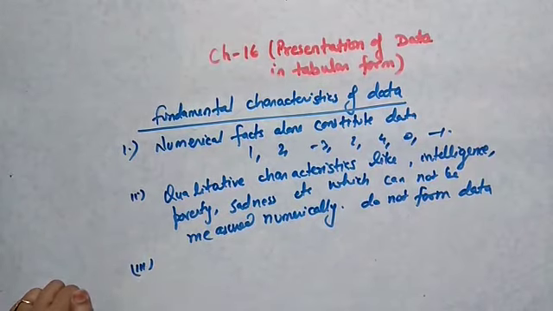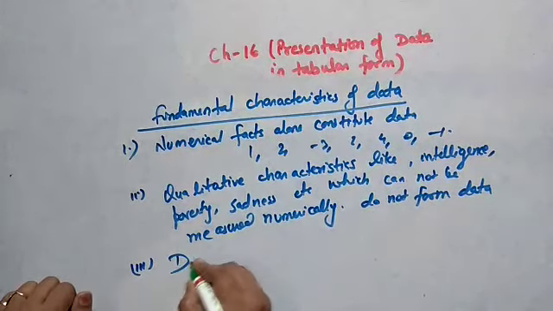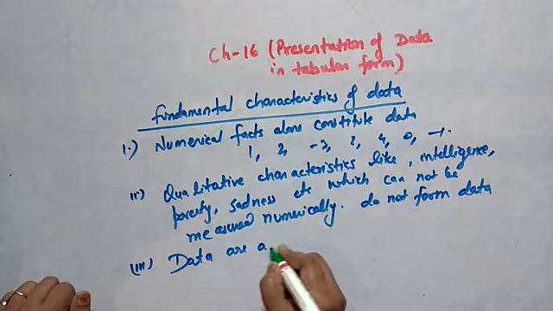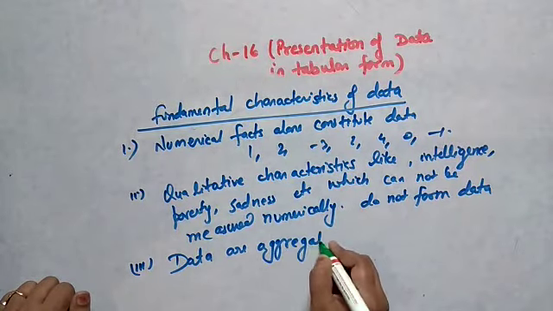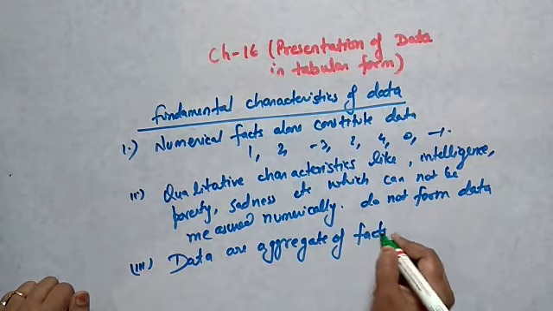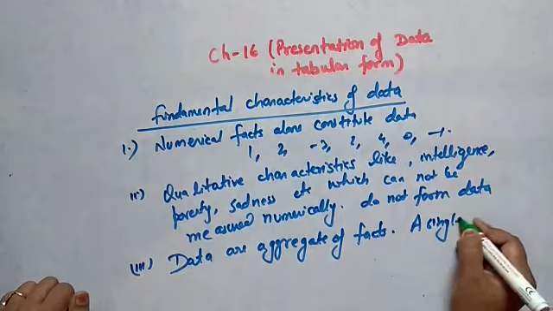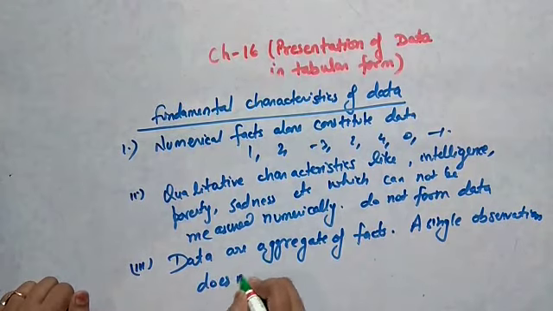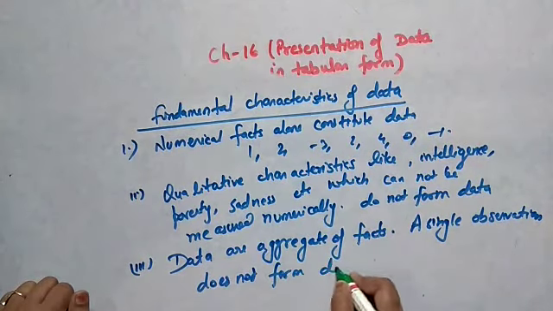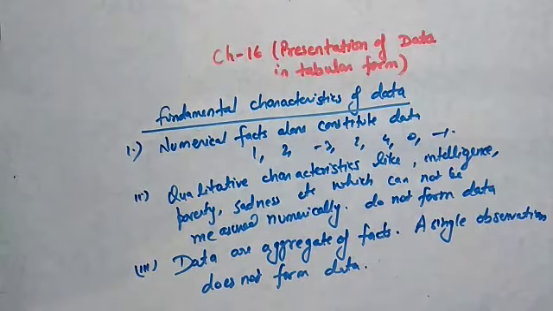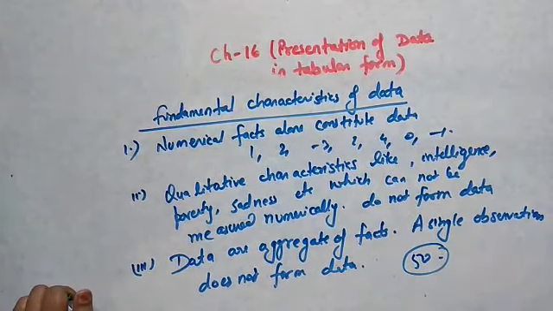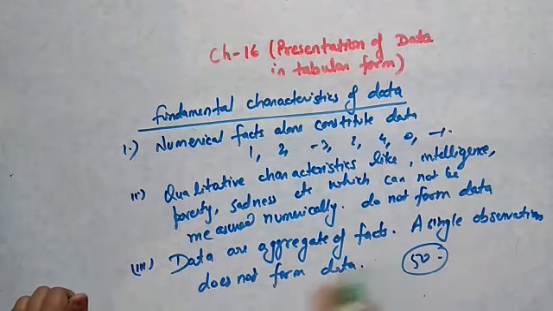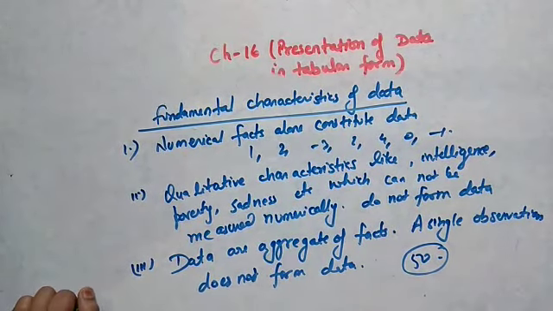Number 3, data are aggregate of facts. A single observation does not form data. Okay, if I ask you that what is the marks of Ankita, you have written 50. This I will not take it as data. एक बच्चे का marks data नहीं कहलाएगा. If I am asking the marks of all the student of standard 9, then it means it is a data.